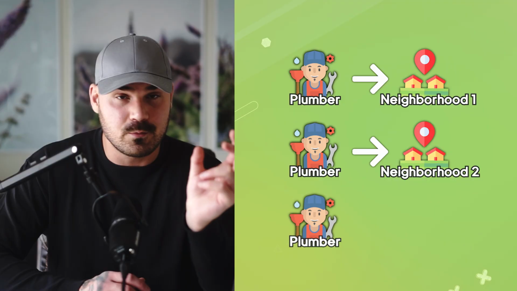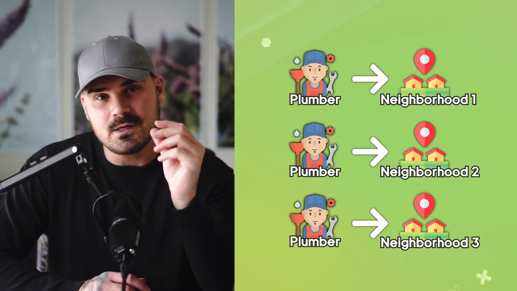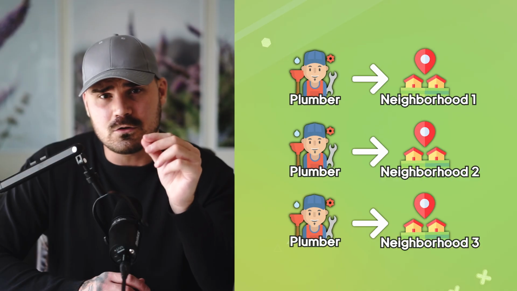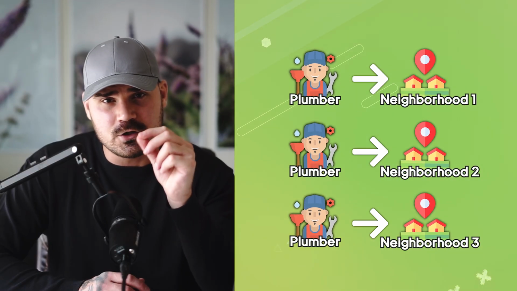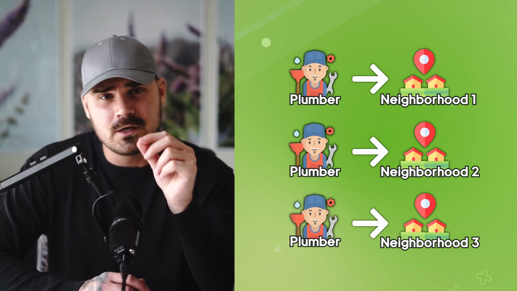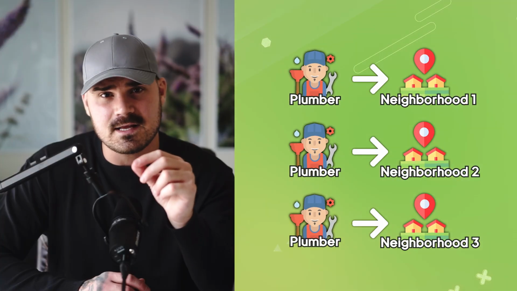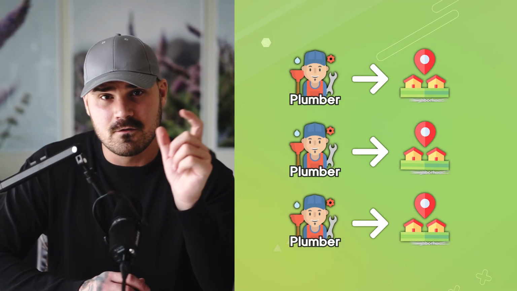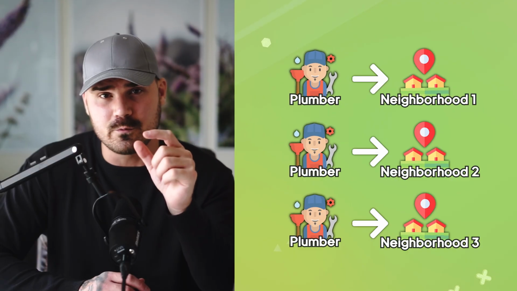So this is what you have to do. Let's say you have neighborhood number 1. What you have to do is create content similar to this: plumber, neighborhood 1, plumber, neighborhood 2, plumber, neighborhood 3. What you're doing here is telling Google that you service this local area around your Google Business Profile using the keyword plumber. You're giving Google a lot of context and understanding that you are the leading service provider for these neighborhoods around the Google Business Profile.